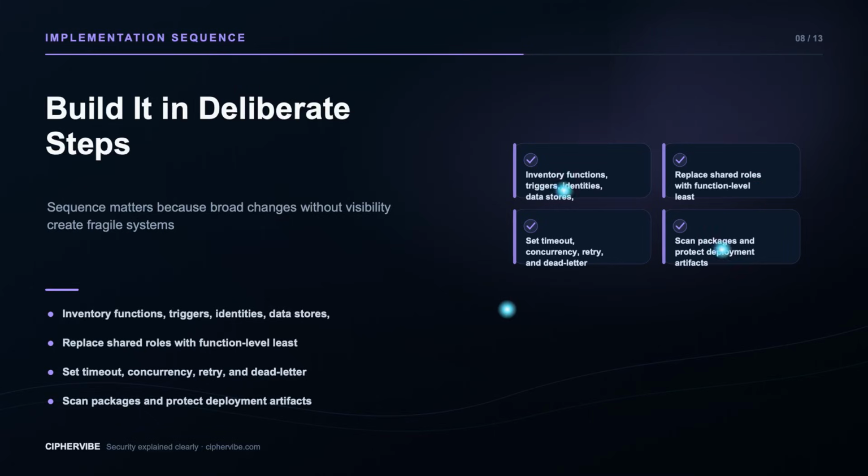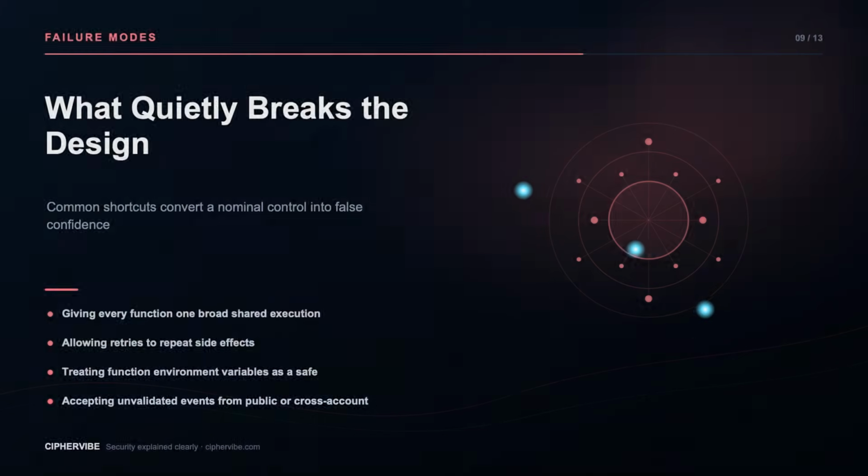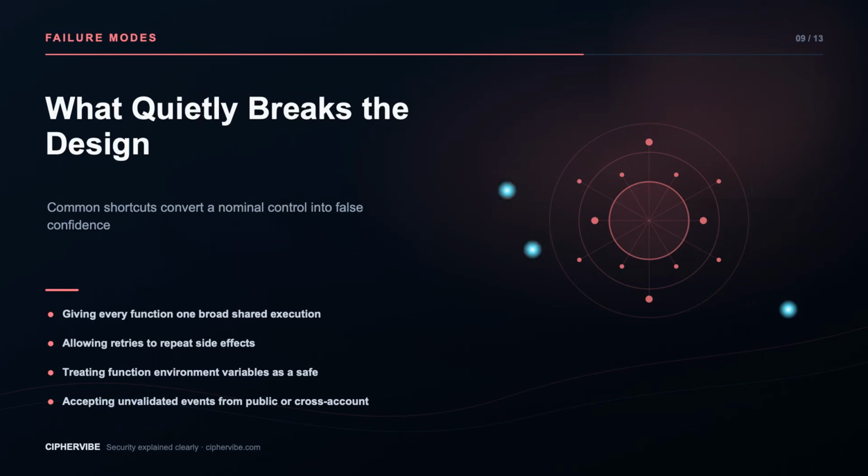organization-wide switch. The best rollout is one where a normal workflow succeeds, an unsafe path fails closed, and the team can explain the decision from logs rather than intuition. Security architecture fails most often through assumptions, not dramatic movie-style attacks. First, giving every function one broad shared execution role. Second, allowing retries to repeat side effects. Third, treating function environment variables as a safe secret store. Fourth, accepting unvalidated events from public or cross-account sources.